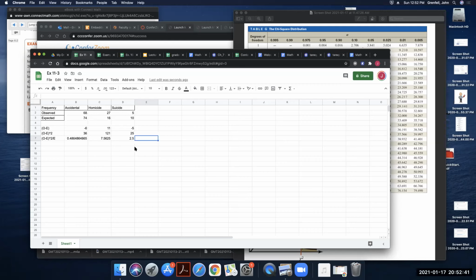And now finally, I'm just going to say the sum of these 3 values. So I'll just say this is equal to this plus this plus this. So I've got B7 plus C7 plus D7. And that gives me a test value of 10.549. We'll round it to that.